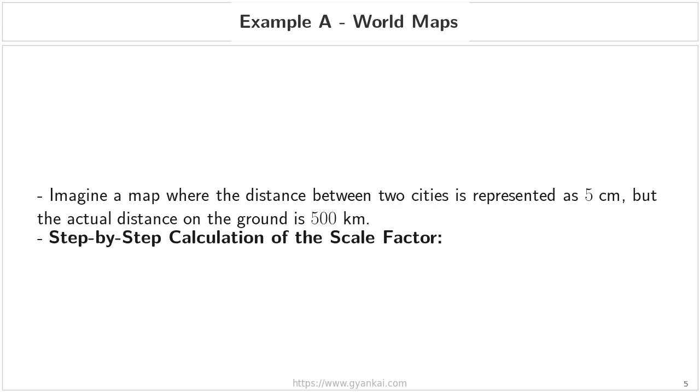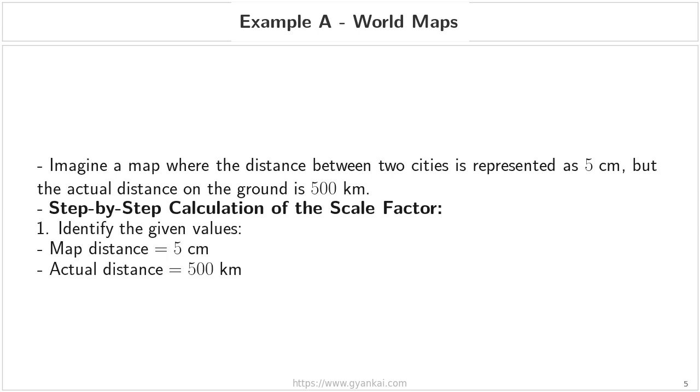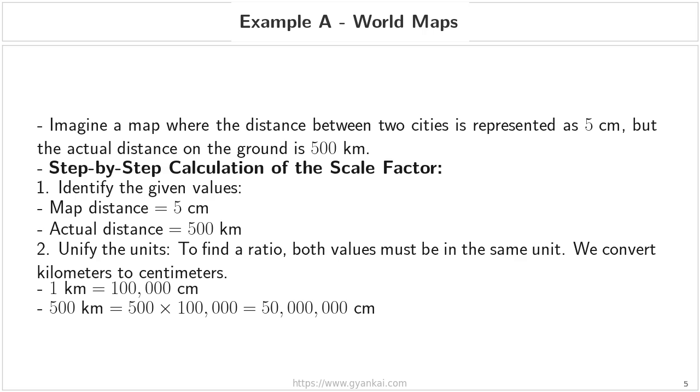Let's walk through the calculation step by step. First, we need to identify our given values. We have our map distance, which is 5 centimeters, and our actual distance, which is 500 kilometers. Second, and this is a crucial step that I'll emphasize again later, we must unify our units. As we discussed in the previous slides, you cannot create a meaningful ratio using two different units like centimeters and kilometers. To make them comparable, we need to convert the kilometers into centimeters. Since 1 kilometer is equal to 100,000 centimeters, we multiply 500 by 100,000. This gives us a total of 50 million centimeters.